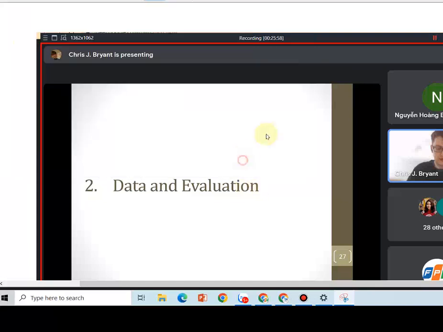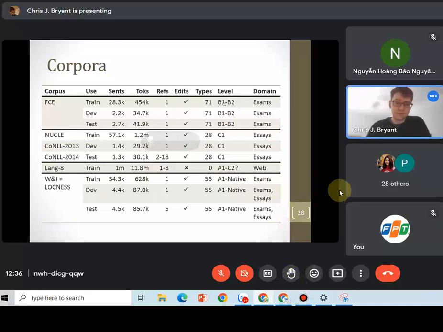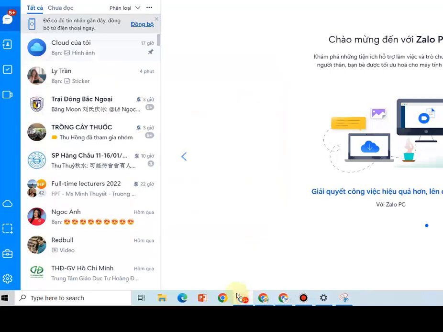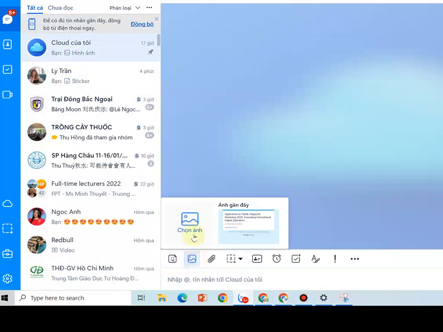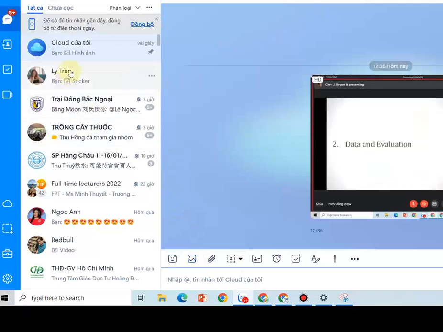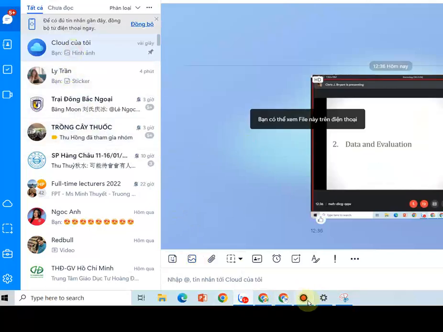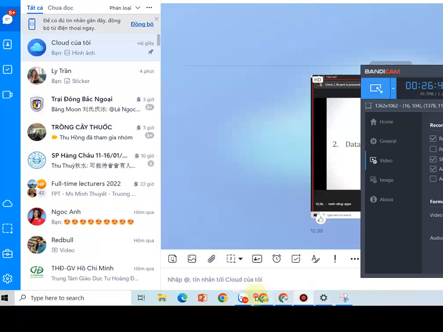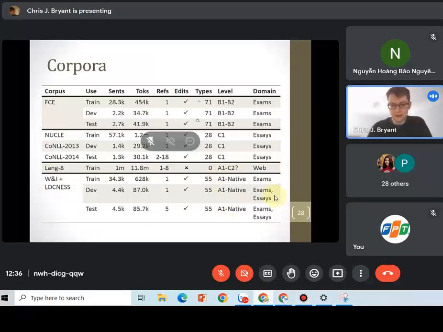The FCE, First Certificate in English corpus, comes from English language exams, particularly at the intermediate level. So these are intermediate learners. It contains roughly 30,000 sentences, almost 500,000 tokens or words altogether. It was annotated by a single person, or a single reference, so there's only one set of correct answers. And each of these edits was annotated according to a framework of 71 error types.